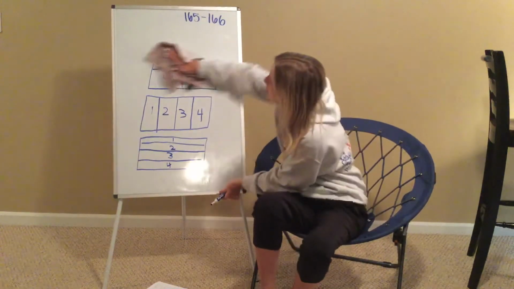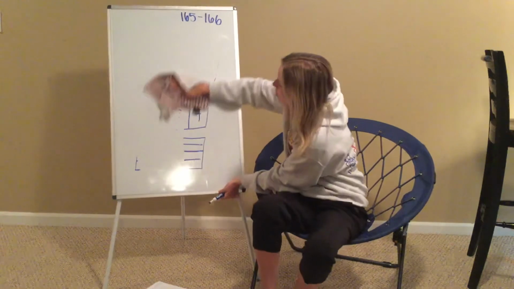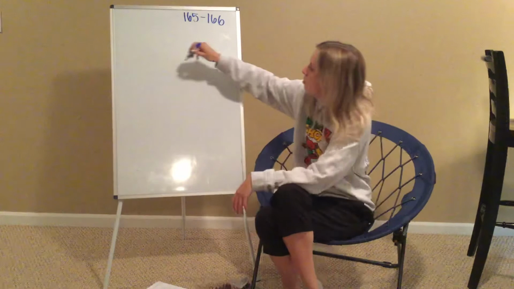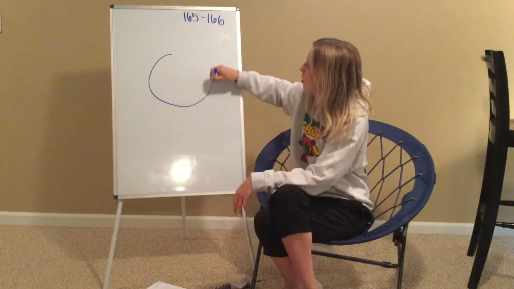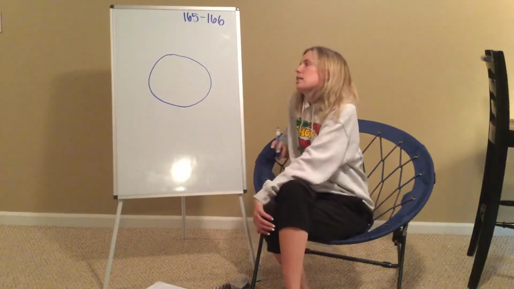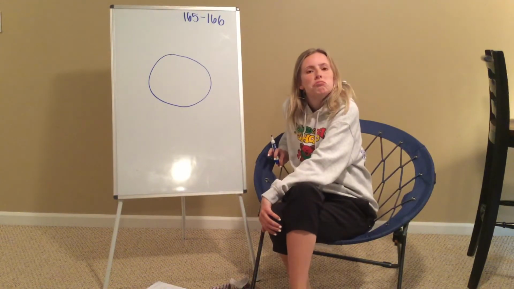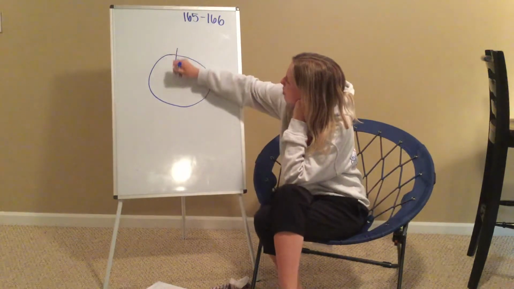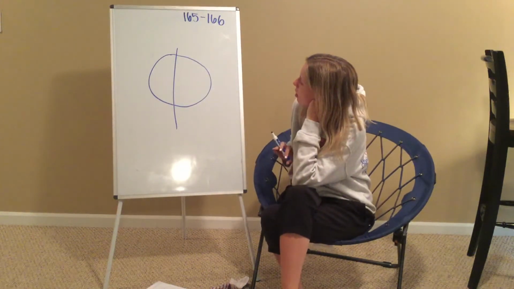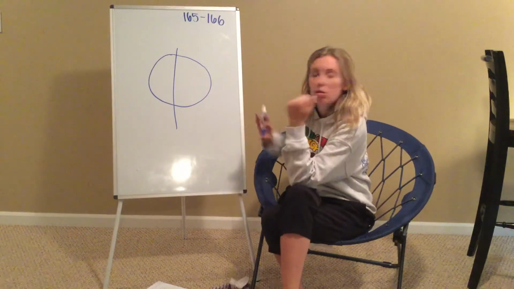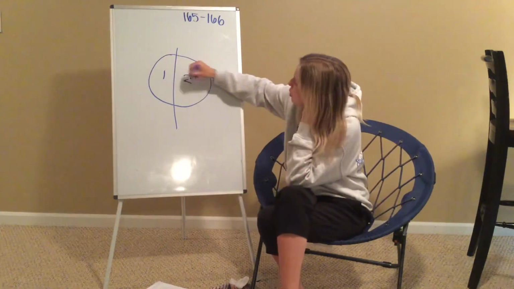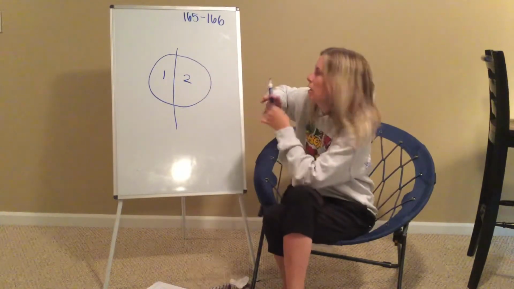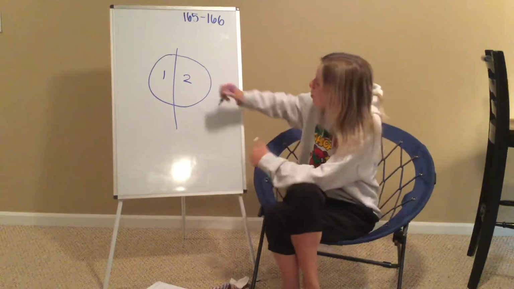Now, we did it with squares and we did it with rectangles, but now, what about a circle? Can I split a circle in half? Well, let's see. If I split it right down the middle, is that pretty equal? One section, two sections. Yeah, they're the same. I didn't make my line perfect, but I promise it is supposed to be in half.